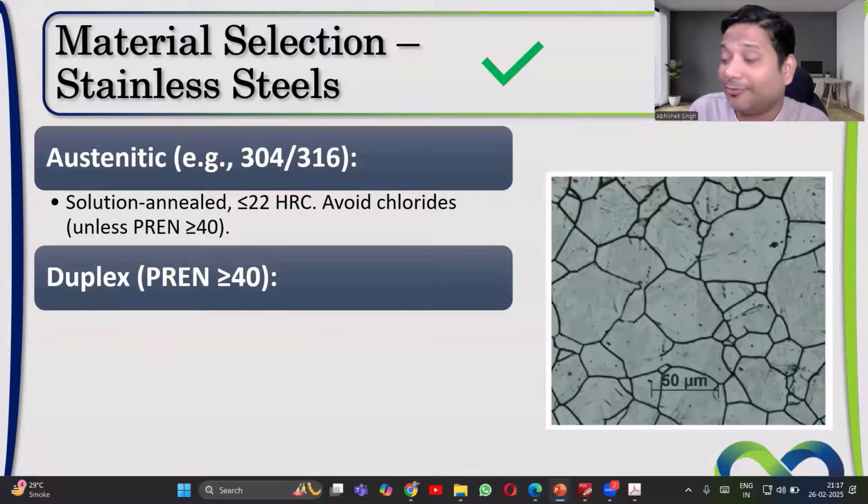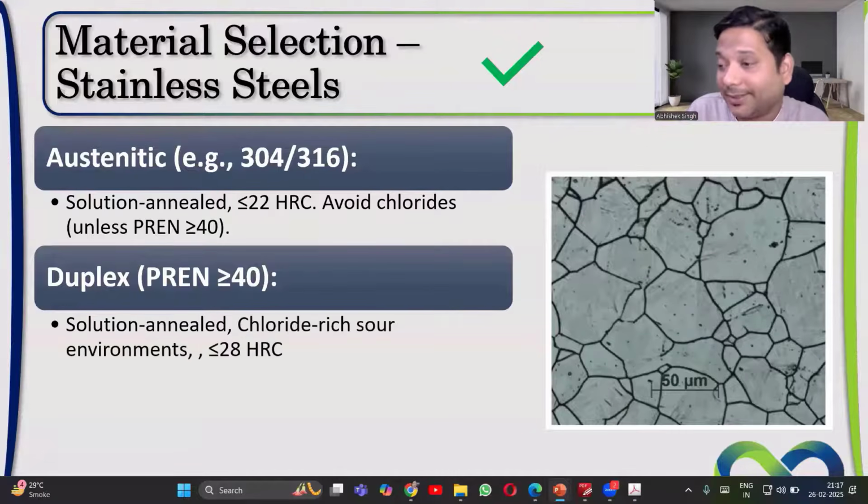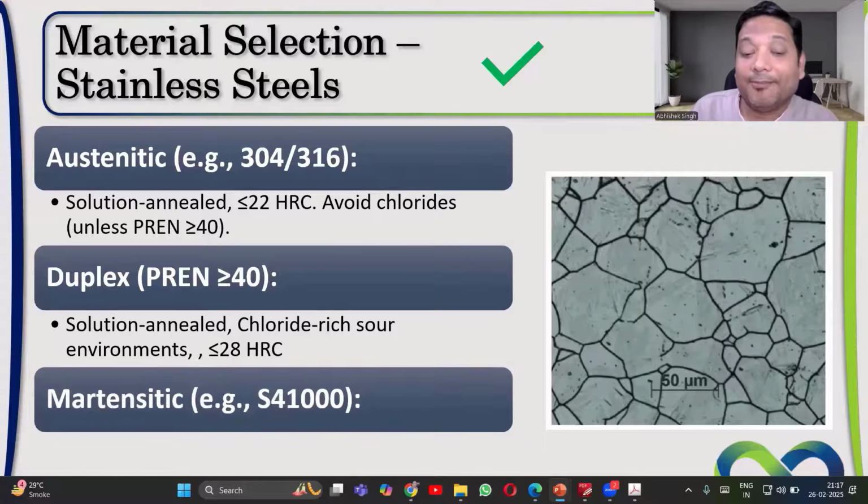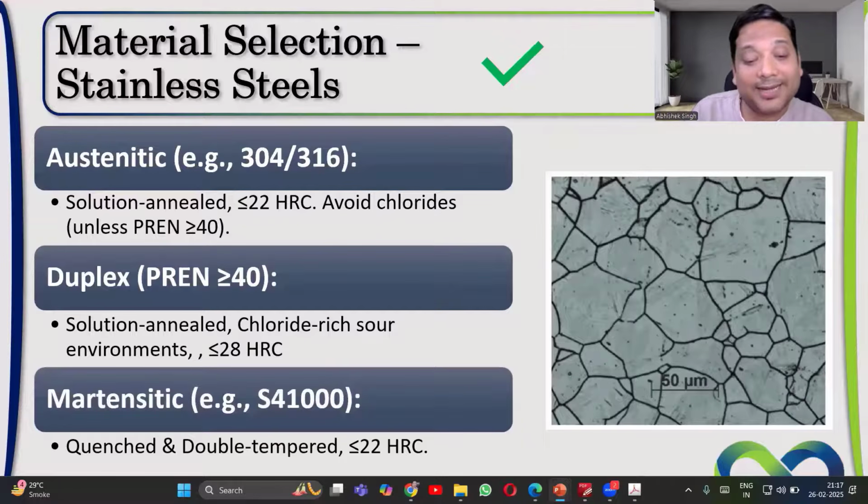Duplex also, PREN value greater than 40 is always recommended for NACE 103 application. This also has to be solution annealed. Even if the chloride content is a little bit higher, it can take that environment. It is better than austenitic stainless steel in chloride environment. Martensitic can also be used. Again, the heat treatment you'll be using is quench and tempered, and hardness should be less than 22 HRC.